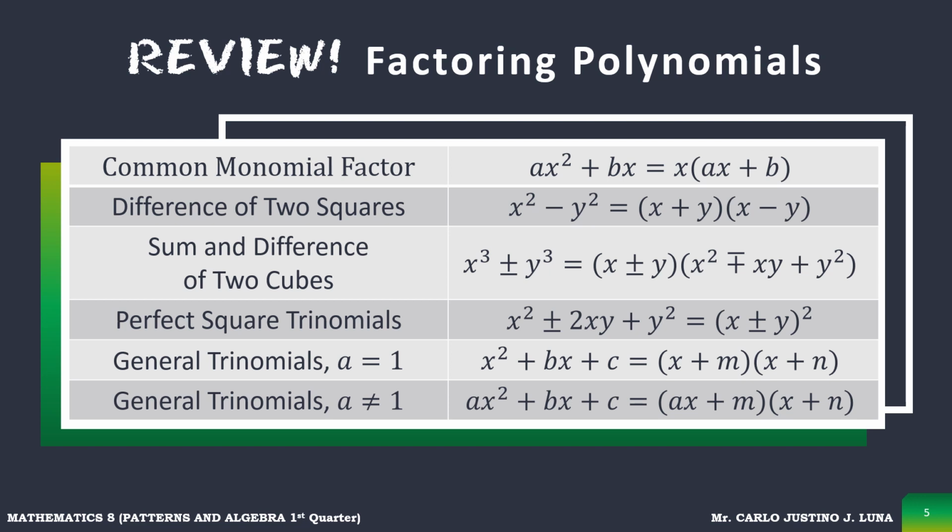The same thing if your a is not equal to 1. We have the same process. The only difference is the first step. You have to first get the product of a and c. So you multiply a and c and then get the factors, wherein the factors of the product of a and c should be equal to b when you add them up. And then just follow the steps in factoring general trinomials if your a is equal to 1. Okay, clear? Okay, let's proceed.